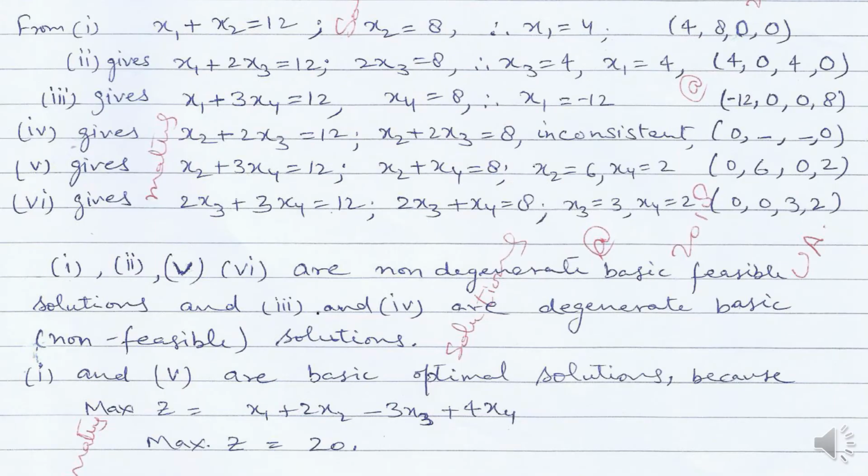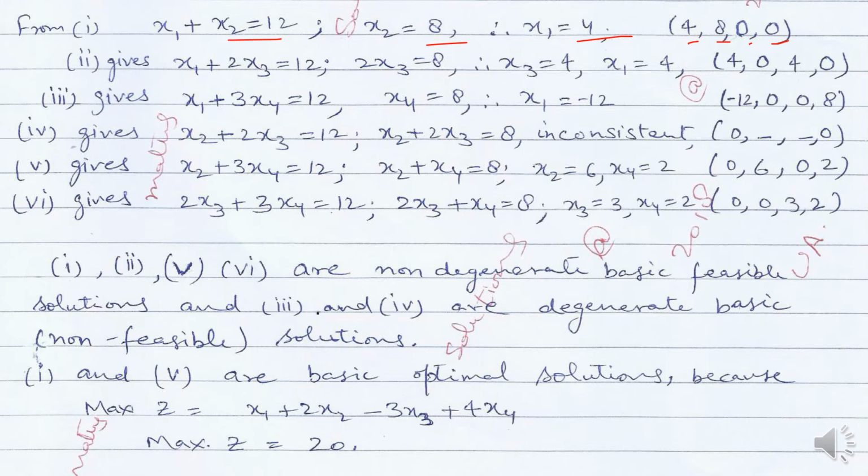Now we take the first constraint, and the first constraint gives us x1 plus x2 is equal to 12. We have kept x3 and x4 as 0 in the first constraint, and in the second constraint, if we put x2 as non-zero and x3, x4 as 0, we get x2 is 8. So once we get x2 is 8, we write the value of x2 in this equation and we get x1 as 4. So we got two non-zero variables, x1 and x2, 4 and 8, and x3, x4 are 0. This is the solution which we got for the first case.